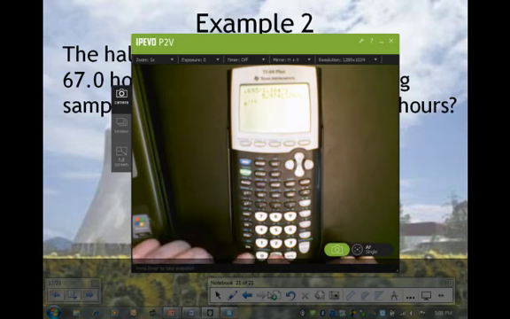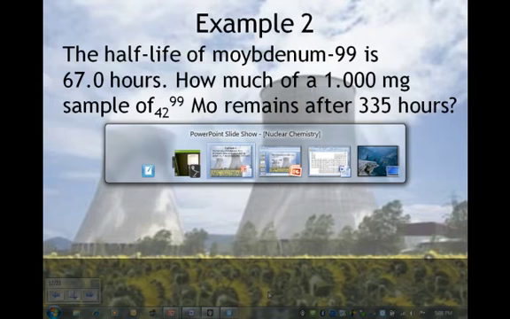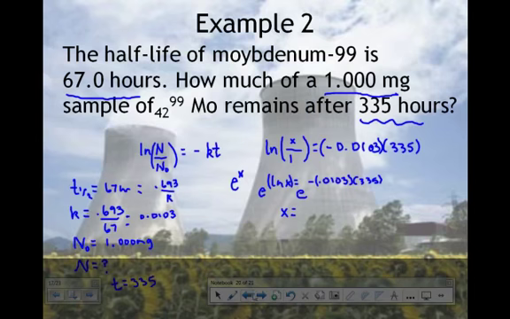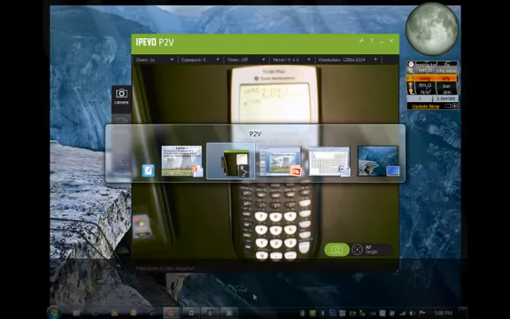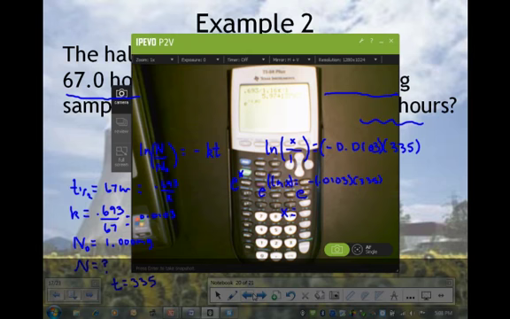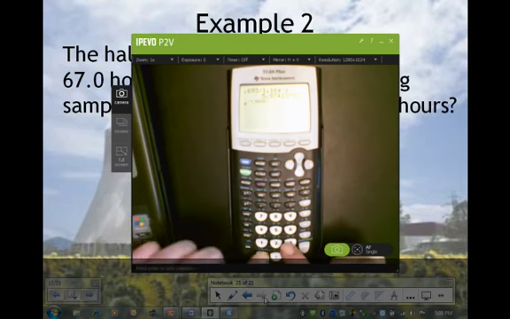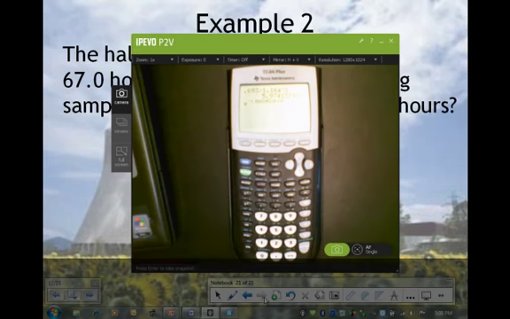And we had 0.0, oh, I forget. Gotta look at my numbers. Right, 0.0103. Some of you guys were already on top of that. Had it all worked out. Okay, so I had 0.0103 times 335 hours. And that's all in parentheses because I want e raised to the product of those two numbers.